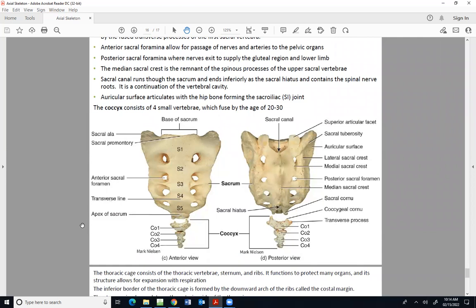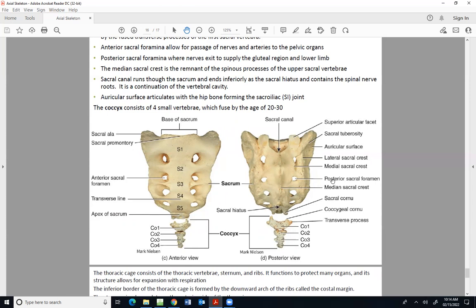As far as the coccyx goes, just identify the coccyx. I don't care about any processes or numbers or anything like that. So once again, if you did not have these things highlighted, I'll go through them. The sacral ala and the anterior sacral foramen on the left side. I just identify sacrum, sacral hiatus, and coccyx in the middle. On top, the sacral canal, auricular surface, median sacral crest, posterior sacral foramen.